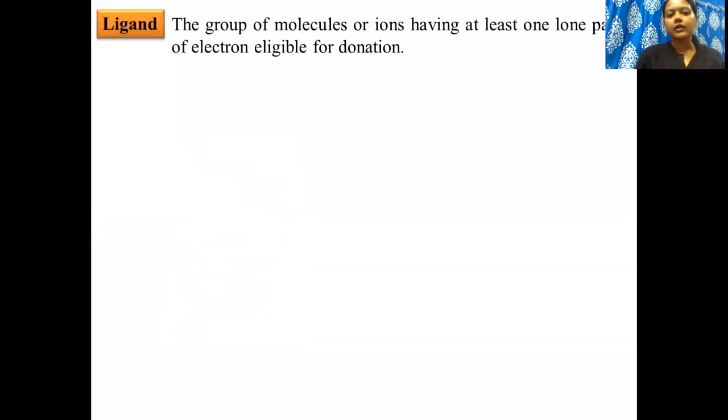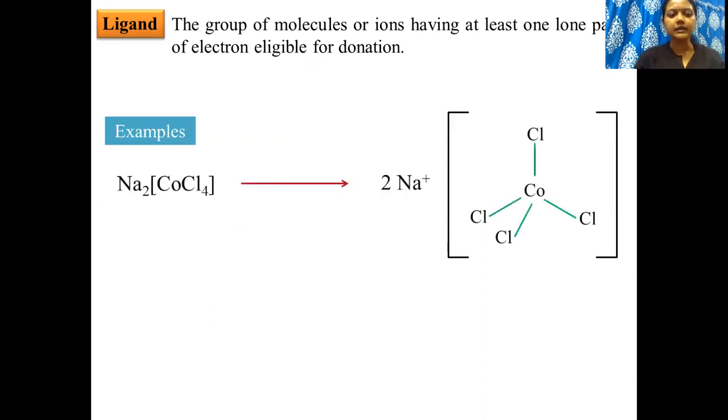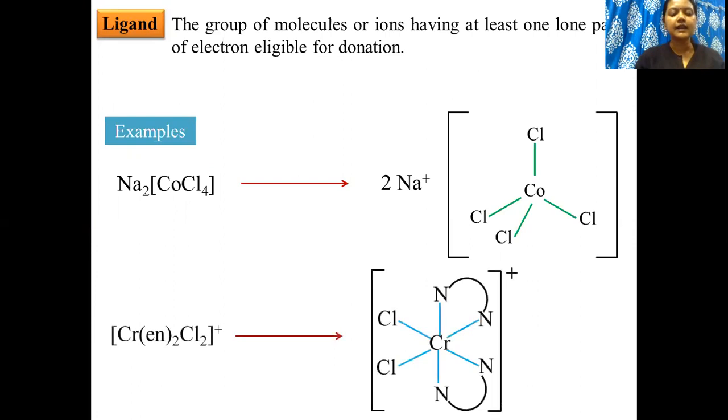Ligands: a group of molecules or ions having at least one lone pair of electrons eligible for donation. Example, in Na2CoCl4, here cobalt is the central metal and chloride ions are the ligands which are attached to the central metal via coordination bond. In the second example, Cr(en)2Cl2, two ethylene diamine and two chloride ions act as ligands.